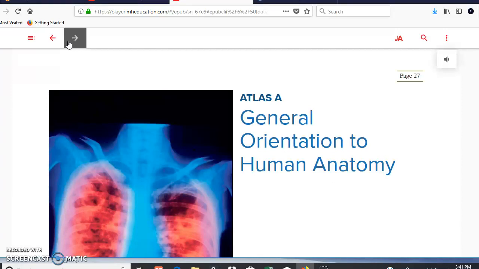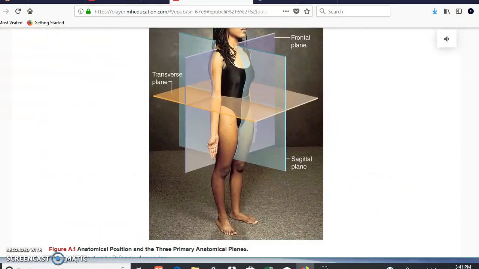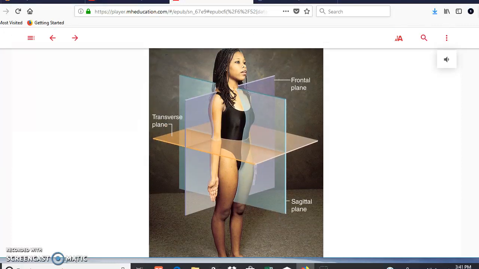Next part is the general orientation to human anatomy, and this is important because right here we're going to talk about a very important term, which is the anatomical position. As you can see in this figure, the anatomical position is the position that is going to help us to identify different regions and different areas in our body. In the anatomical position, the face is facing forward. The arms are on each side, right?